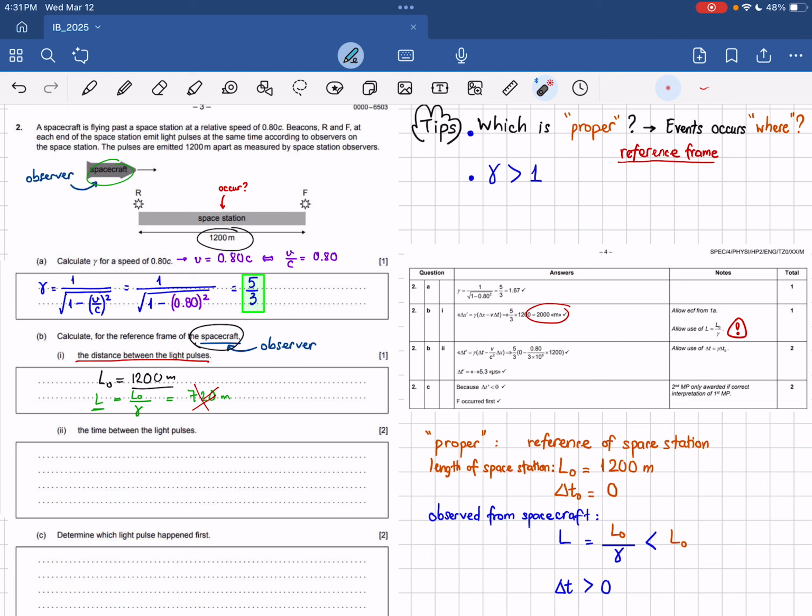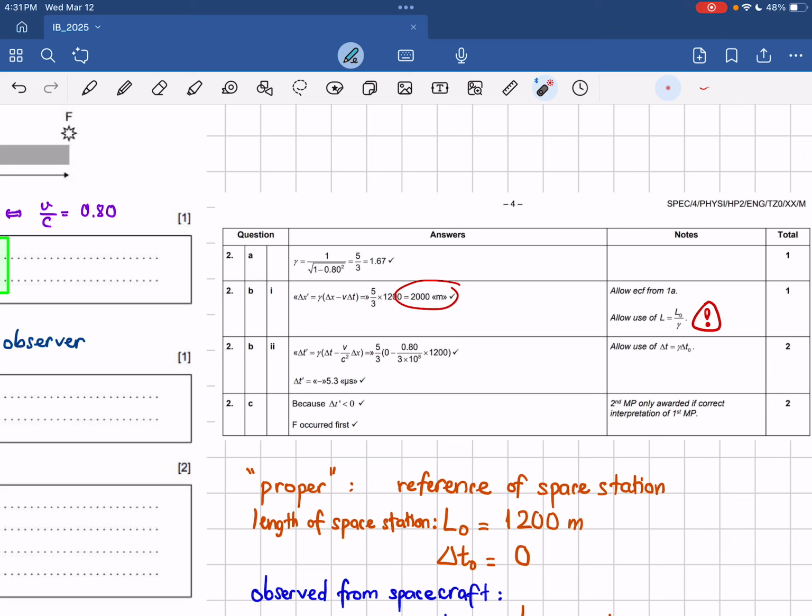They're not asking for how the proper length is visualized from the spacecraft, because we're not talking about two events happening at the same time. That's the key, and that's why we need to stick with the Lorentz transformation. Actually, I don't understand how and why they mentioned that we are allowed to use length contraction, or even time dilation, in here. To be honest, I haven't figured it out yet. So if you happen to know, please let me know and teach me about it.